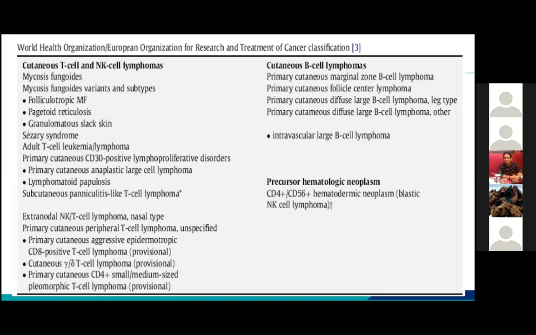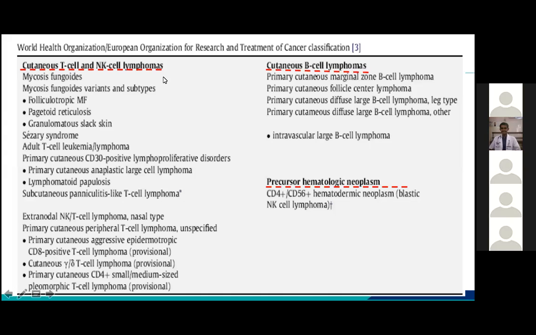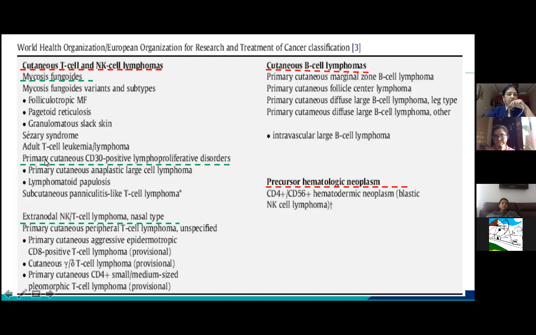So it has broadly three subtypes. One is cutaneous T-cell and NK cell lymphomas. Second is cutaneous B-cell lymphoma. And third is precursor hematological neoplasms. Amongst cutaneous T-cell lymphomas, there are further subtypes. One is mycosis fungoides. The other predominant part is primary cutaneous CD30 positive lymphoproliferative disorders. And the third is extranodal NK/T-cell lymphoma, nasal type.